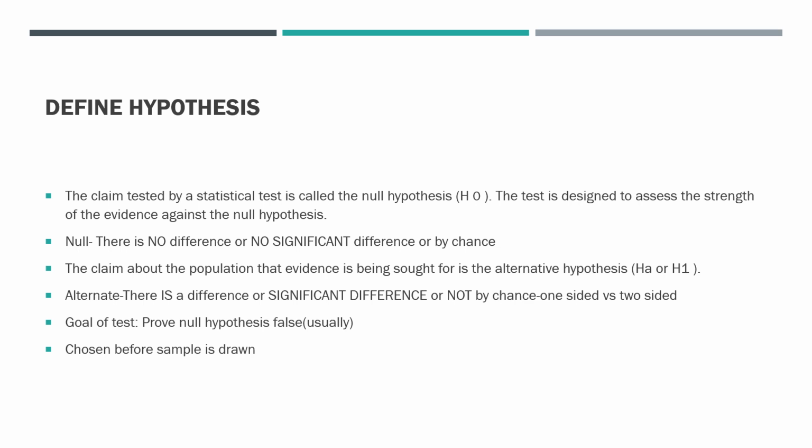There are two types of hypothesis. One is a null hypothesis and the other one is an alternate hypothesis. Null hypothesis simply means there is no difference between the two groups. Group A and Group B have no difference in whatever data you are trying to compare.